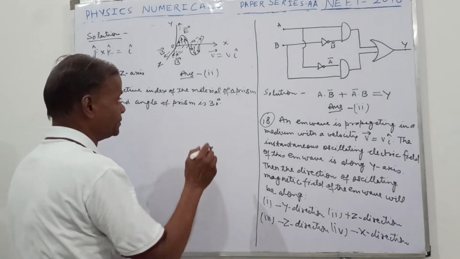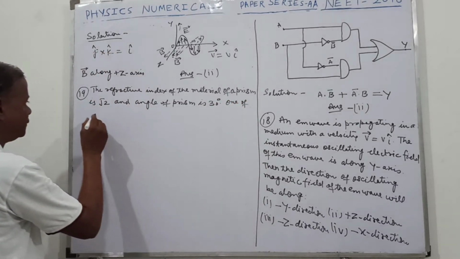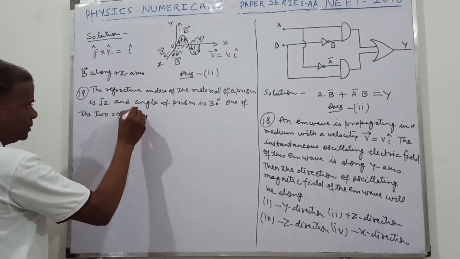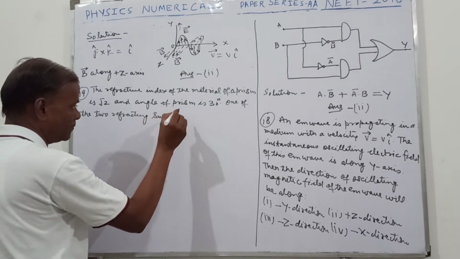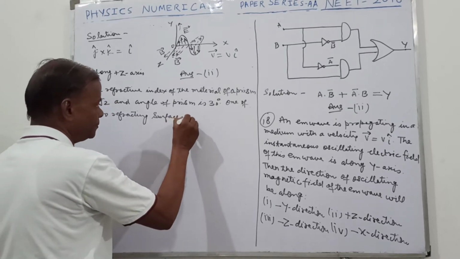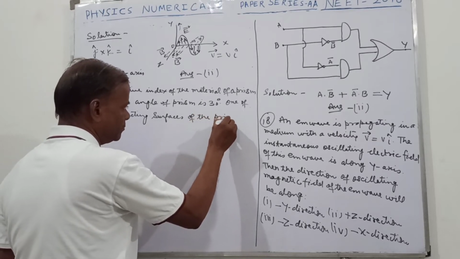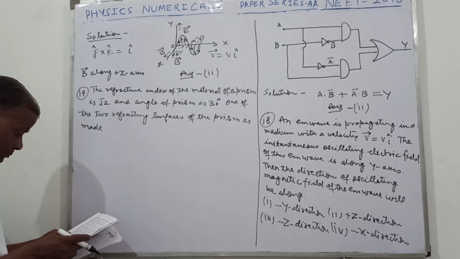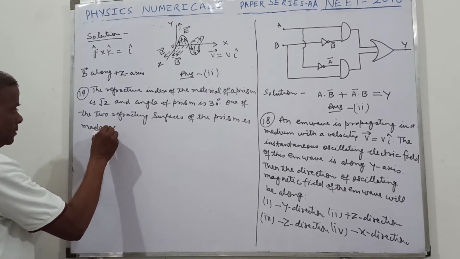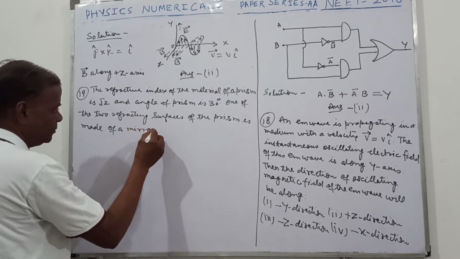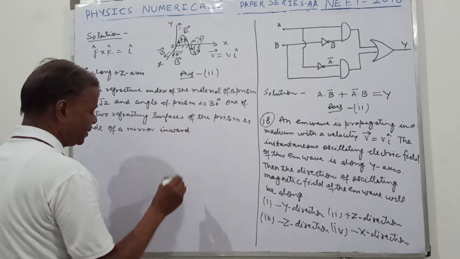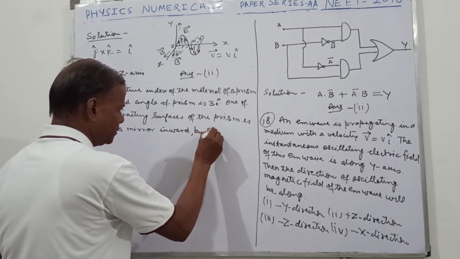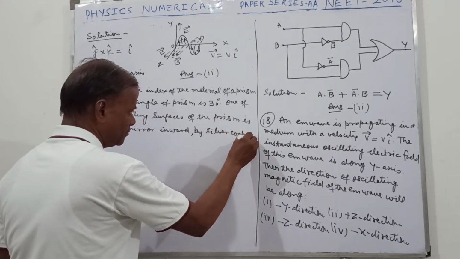One of the two refracting surfaces of the prism is made a mirror inward by silver coating.